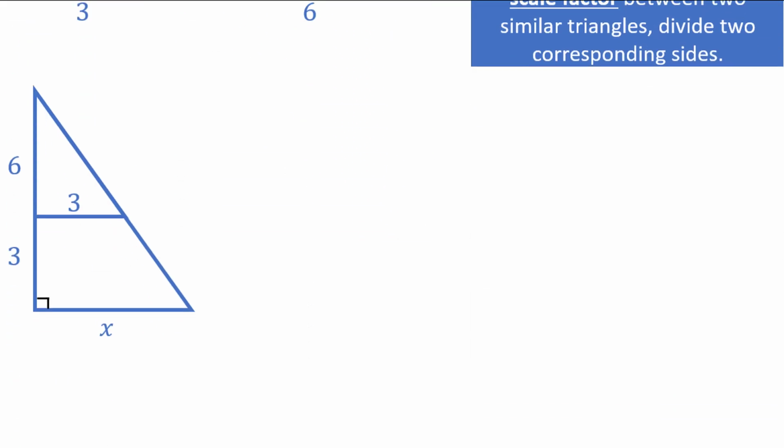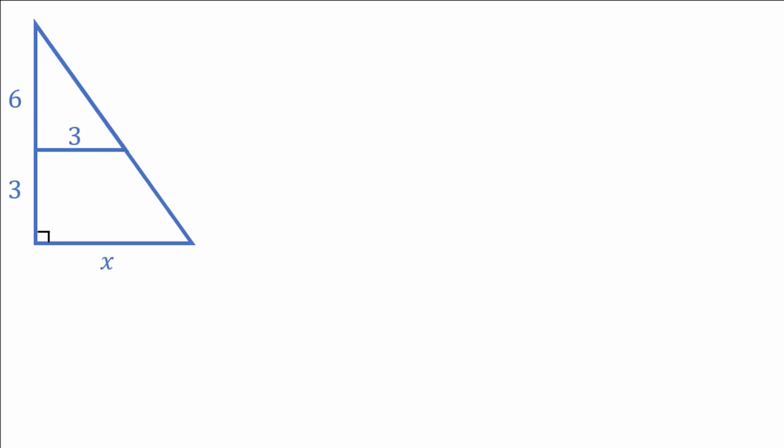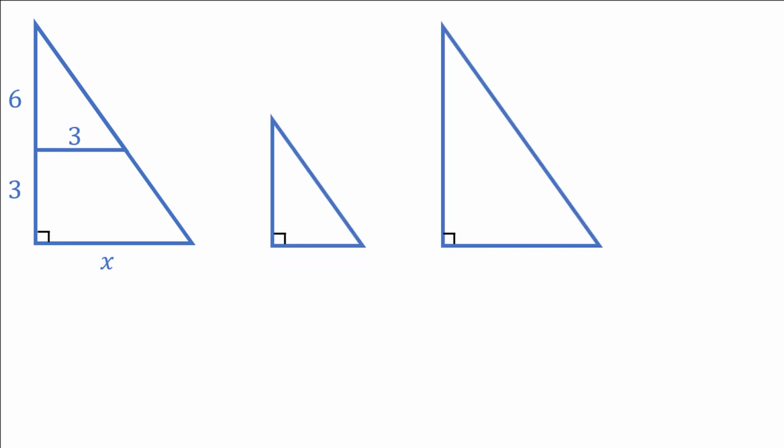Consider this example. There are two triangles in this picture, and it might be useful to write them out side by side. This is what we have. The height of the smaller triangle is 6, and the height of the larger triangle is 6 plus 3, which is equal to 9. The base of the smaller triangle is 3, and the base of the larger triangle is x, the value that we would like to solve for.